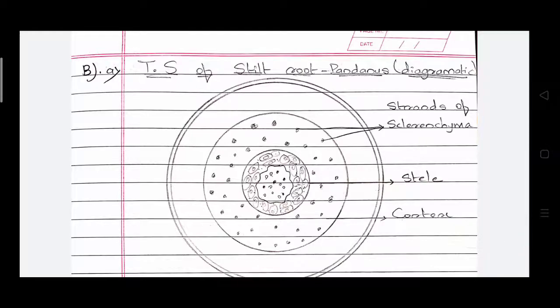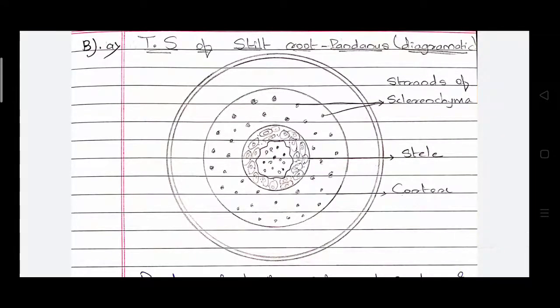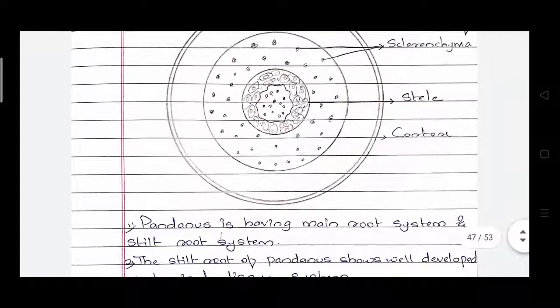So in the diagram we discuss the transverse section of the stilt root of the pandanus. This is the diagrammatic representation of this pandanus root. In that you have to see there is the stele at the center, and in the cortex region there are strands of the sclerenchyma.